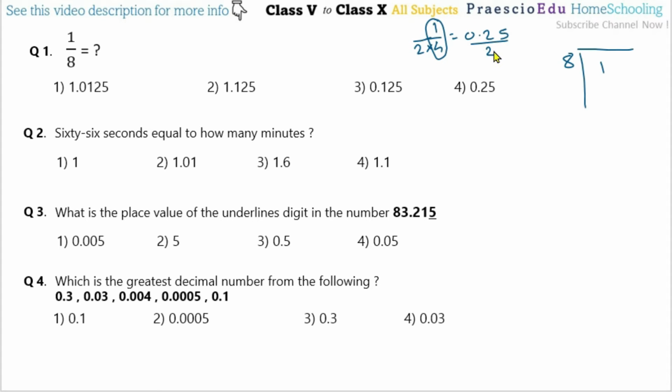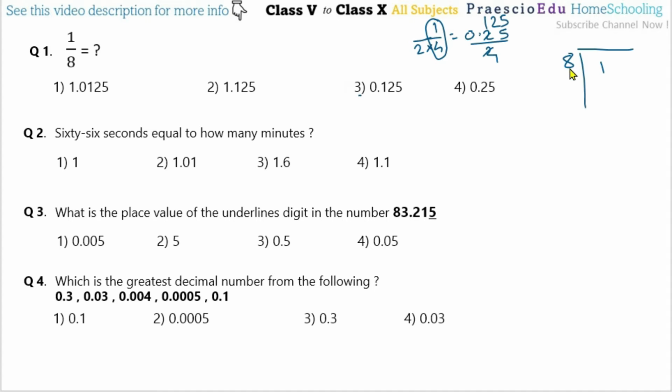So that is also one way. Here 2 ones are 2, and 2 twos are 4, 1 balance. Here the decimal is already there, so 1 will be 10. So 2 fives are 10, and this is 0.125. So like this, option number 3 is the correct one.